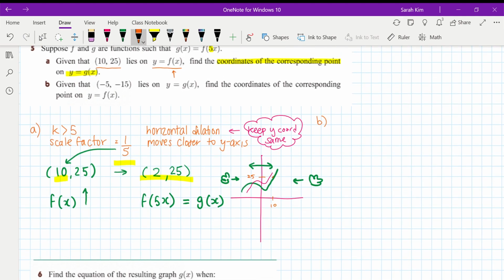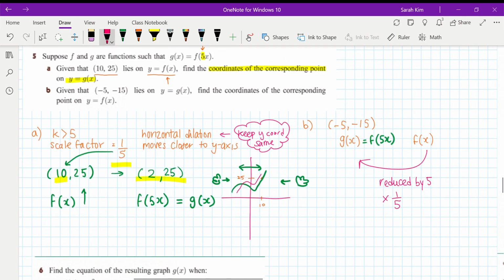B. Given that your coordinate -5, -15 lies on the g of x. So this is now g of x. Find the coordinates of now f of x. Okay, cool. So we know that this is actually the same as f of 5x. And remember that going from here to here in A, we reduced it by 5, which is the same as timesing by 1/5.